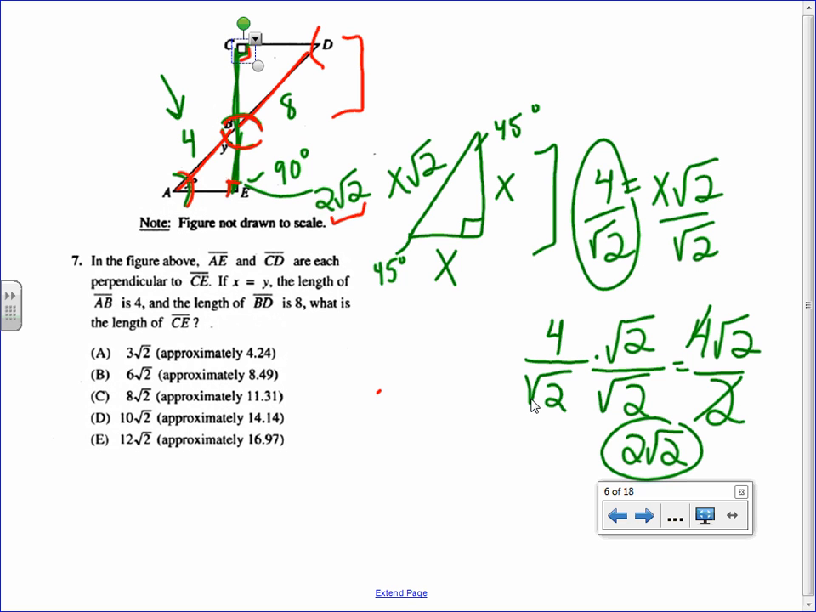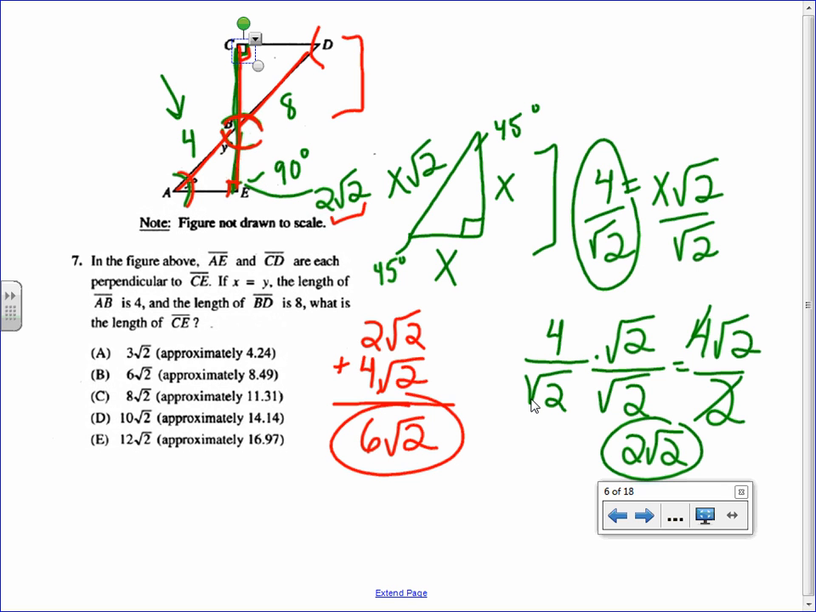So then to get the full length of CE, we're going to add 2 root 2 plus 4 root 2. And that'll just give us 6 root 2. So that's our answer, which is choice B.